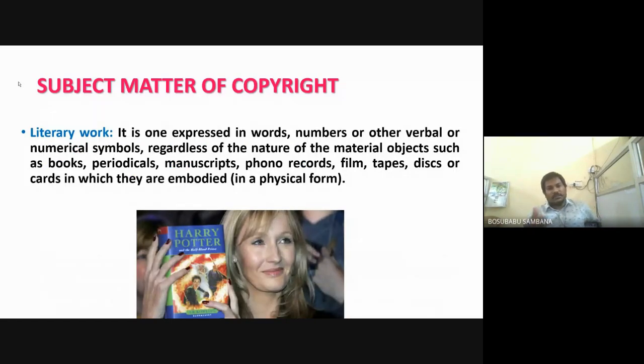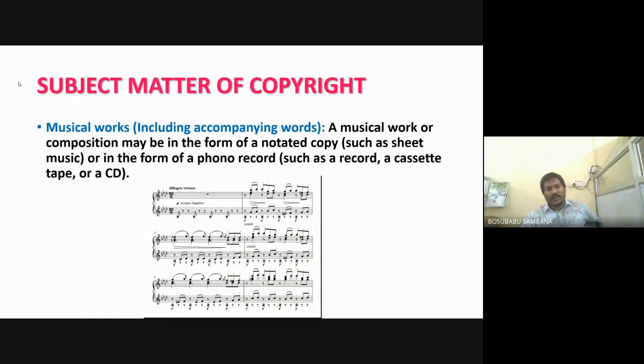Here, copyright, you know that, a book, that means J.K. Rowling wrote a book, the Harry Potter series. And the subject matter of copyright includes music, a musical work or combination of composition, which may be in the form of a recorded copy, such as sheet music, or a phonorecord, such as record, cassette tape, CD, or DVD, or now online mode also.